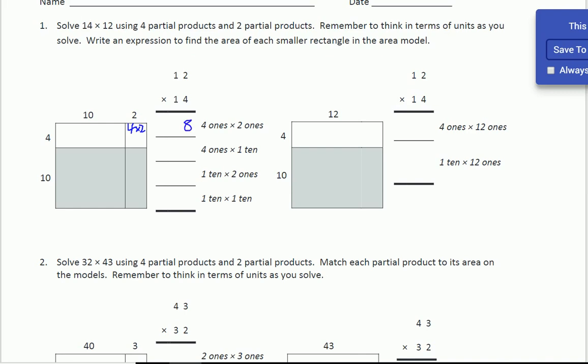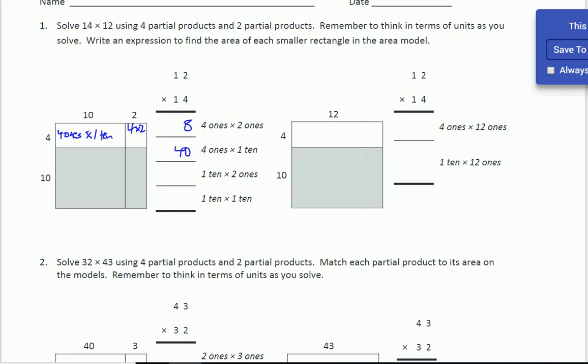All right. And over here, we're thinking of 4 ones times 1 ten, 10. So with 4 ones times 10, well, that's going to be 4 tens, or 40.